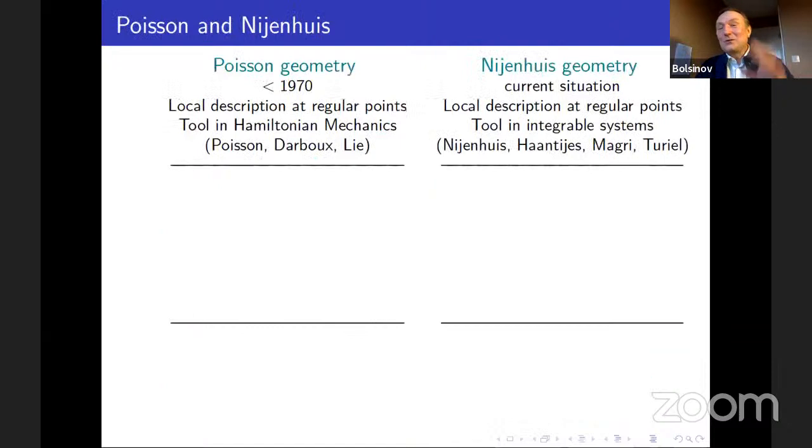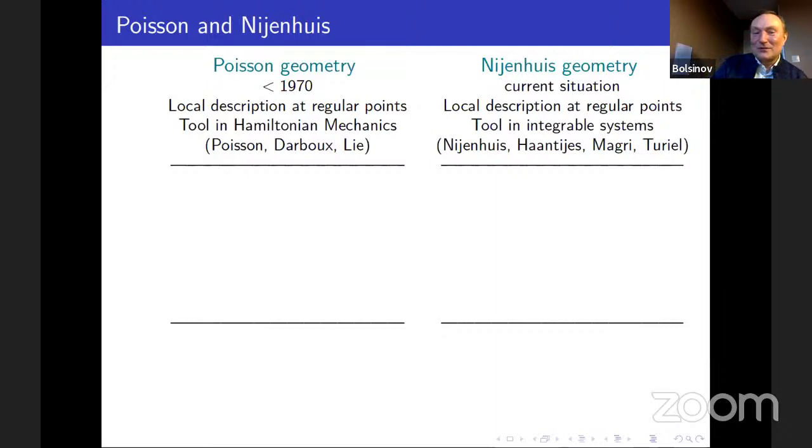Okay, so now the definition. Oh no, sorry. Before we start definitions, a little bit of philosophy. As I said already, Poisson geometry for us is the best motivating example, let's say. If we look at what happened in Poisson geometry before the 70s, everybody knew, of course, the definition and some basic properties like the Darboux theorem, and mathematicians and physicists used Poisson brackets to develop Hamiltonian mechanics, just as a tool. In Nijenhuis geometry, the current situation is exactly the same. Everybody knows the definition and some basic properties, and we use it to study integrable systems as just a tool.